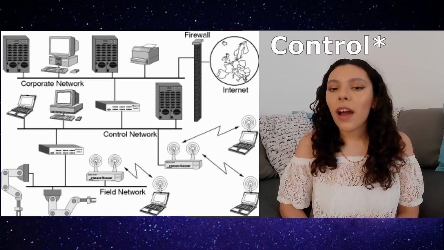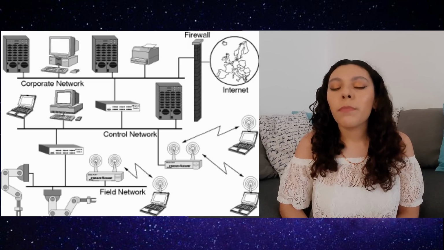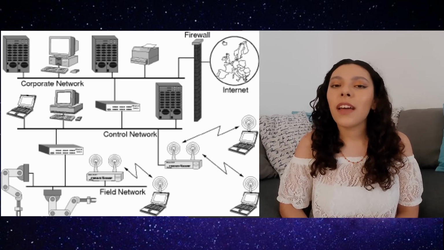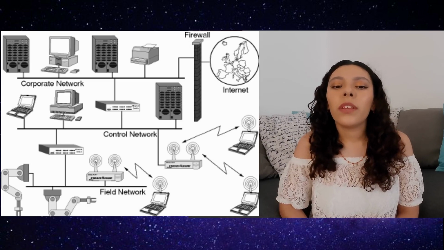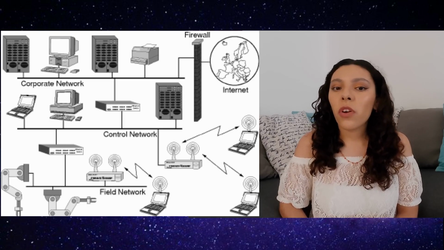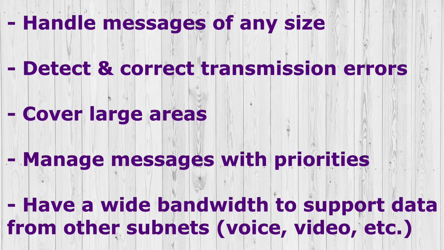Plant networks are used to interconnect models and manufacturing cells with each other and with departments such as design or planning. They are often used to link engineering and planning functions with those of the plant production control and operation sequencing. These networks must handle messages of any size, detect and correct transmission errors, cover large areas, manage messages with priorities, and have a wide bandwidth to support data from other subnets such as voice, video, etc.